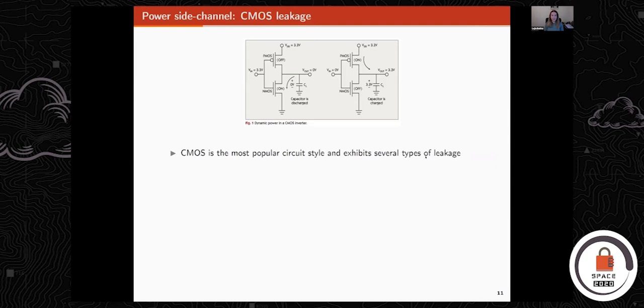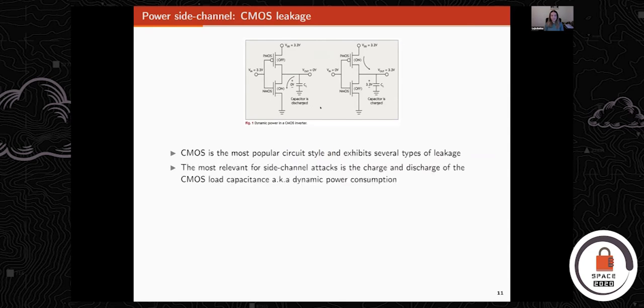As they switch, on the left side we see what the inverter does: if the input is one, then the output goes to zero, discharged through the capacitor, or the other way around. So basically switching activity is the main cause of power consumption. That is the main concept and the main idea.